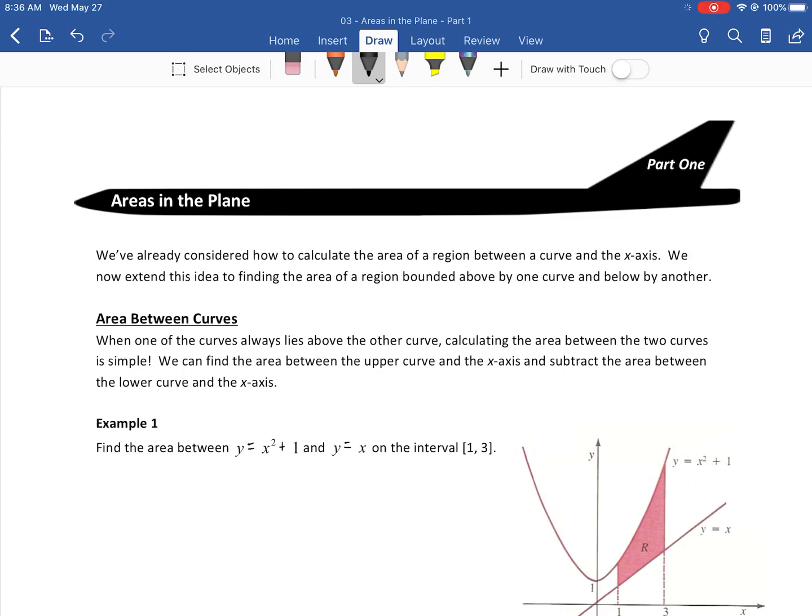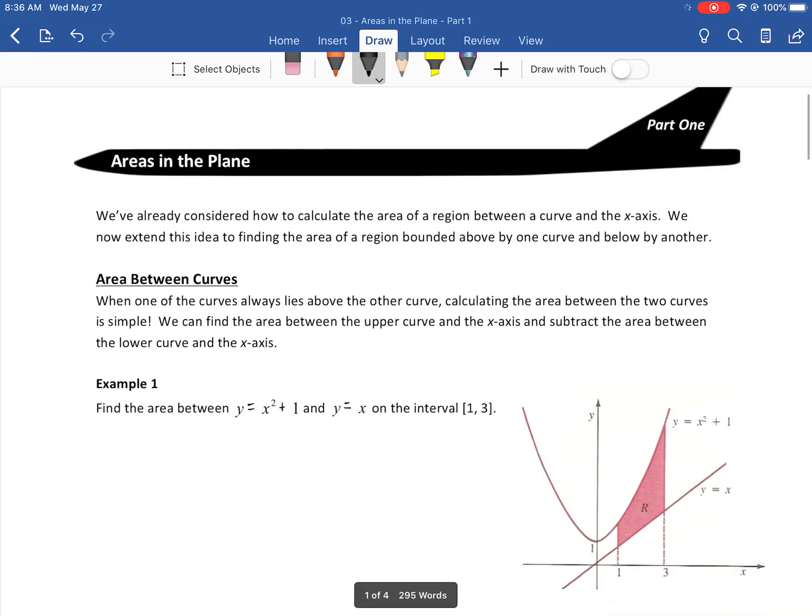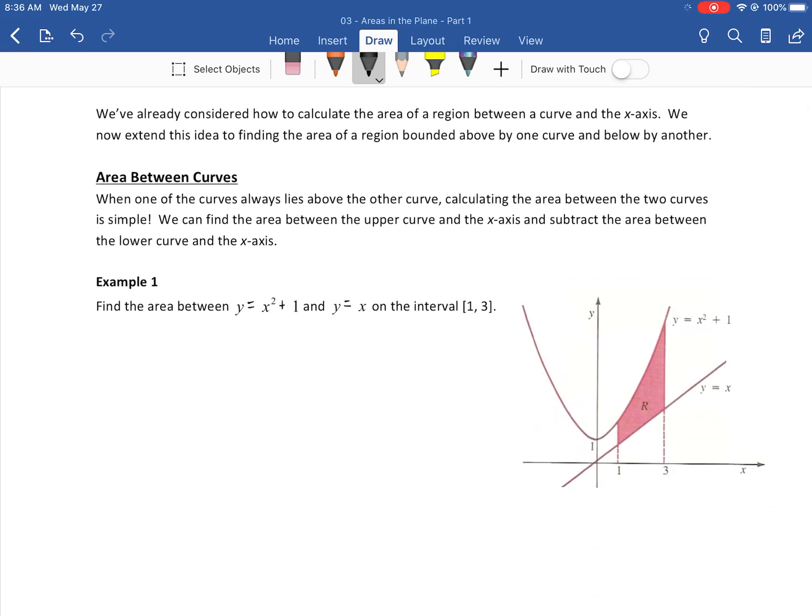So when one of the curves lies above the other curve, calculating the area between the two curves is actually pretty straightforward. We can find the area between the upper curve and the x-axis and subtract the area between the lower curve and the x-axis. So the first example jumps right in here. It says find the area between y equals x squared plus 1 and y equals x on the interval 1 to 3. So the area that they're looking for here is sort of colored in pink there, and it's got a little R in there. And they want to find the area between these two curves. And they've done a nice drawing of the picture here so you can visualize what's happening.